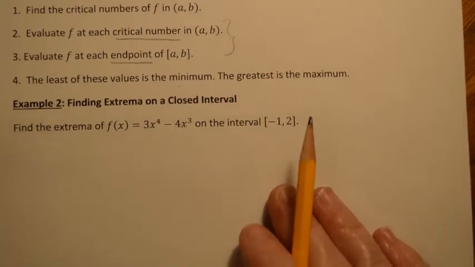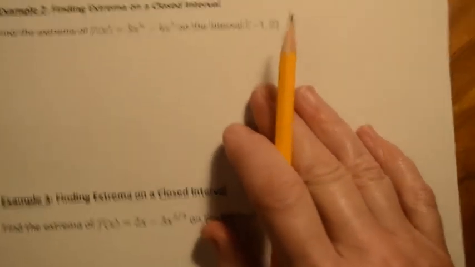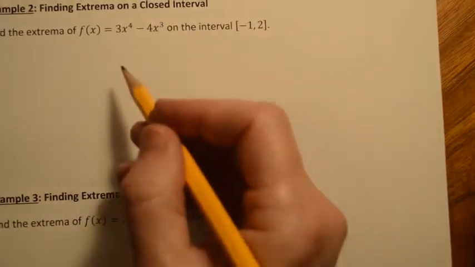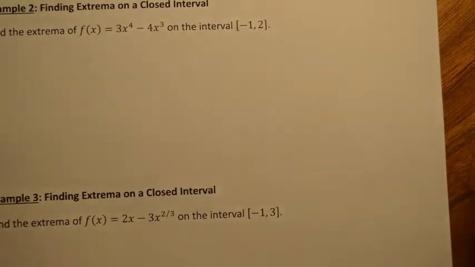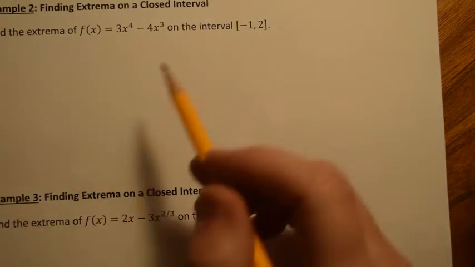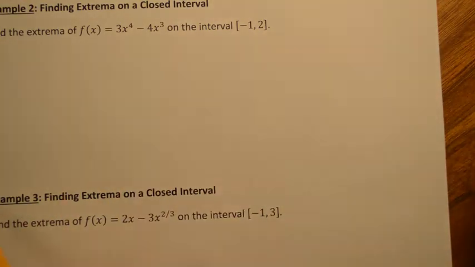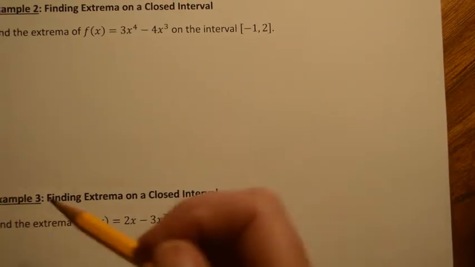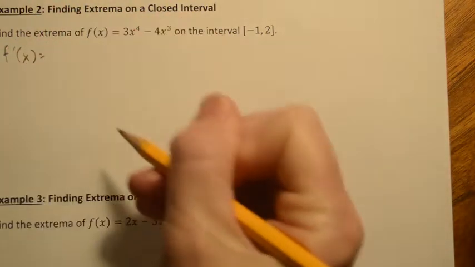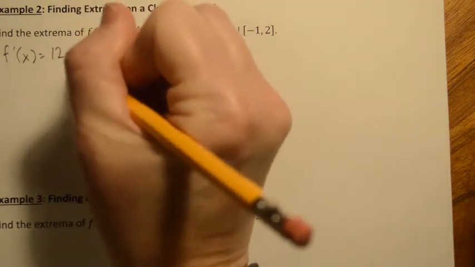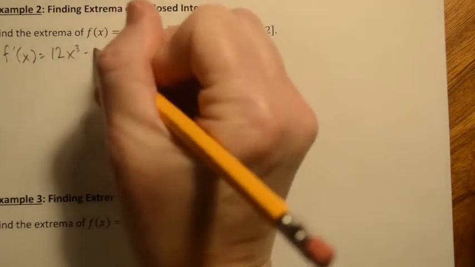And so we had started this one in class on Tuesday, so let's just do a refresher here. We checked to make sure that f was continuous. It's a polynomial. It's continuous everywhere. So specifically, it's continuous on this closed interval. Then to find the critical numbers, we took the derivative. We got 12x cubed minus 12x squared.